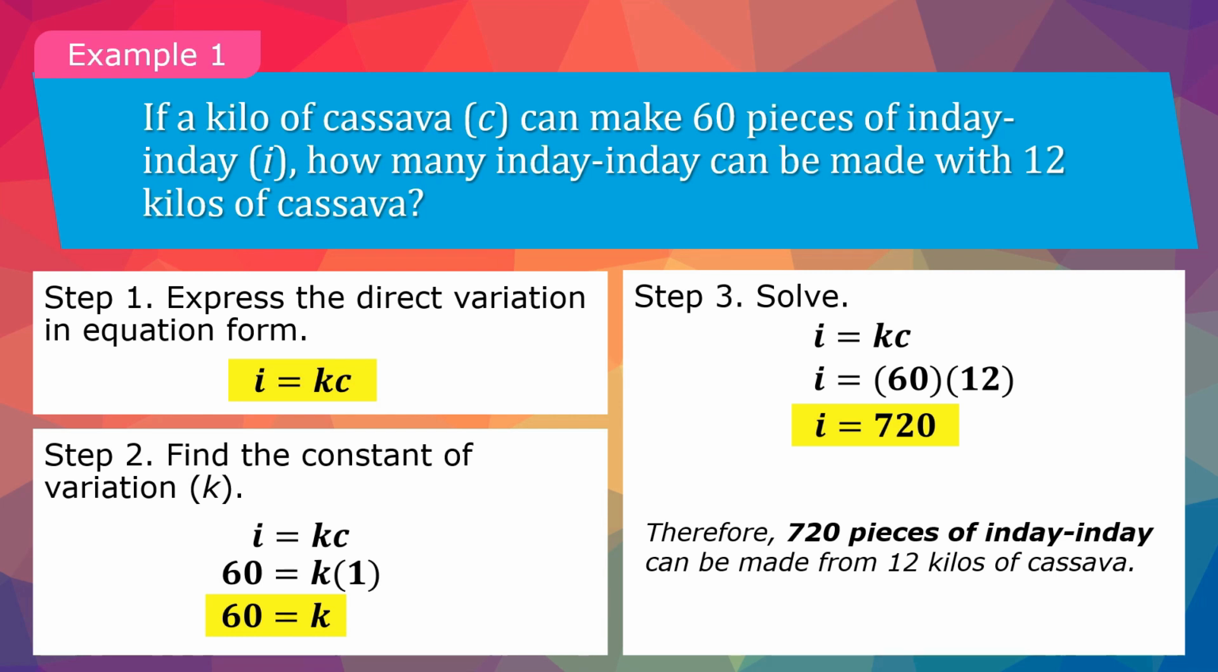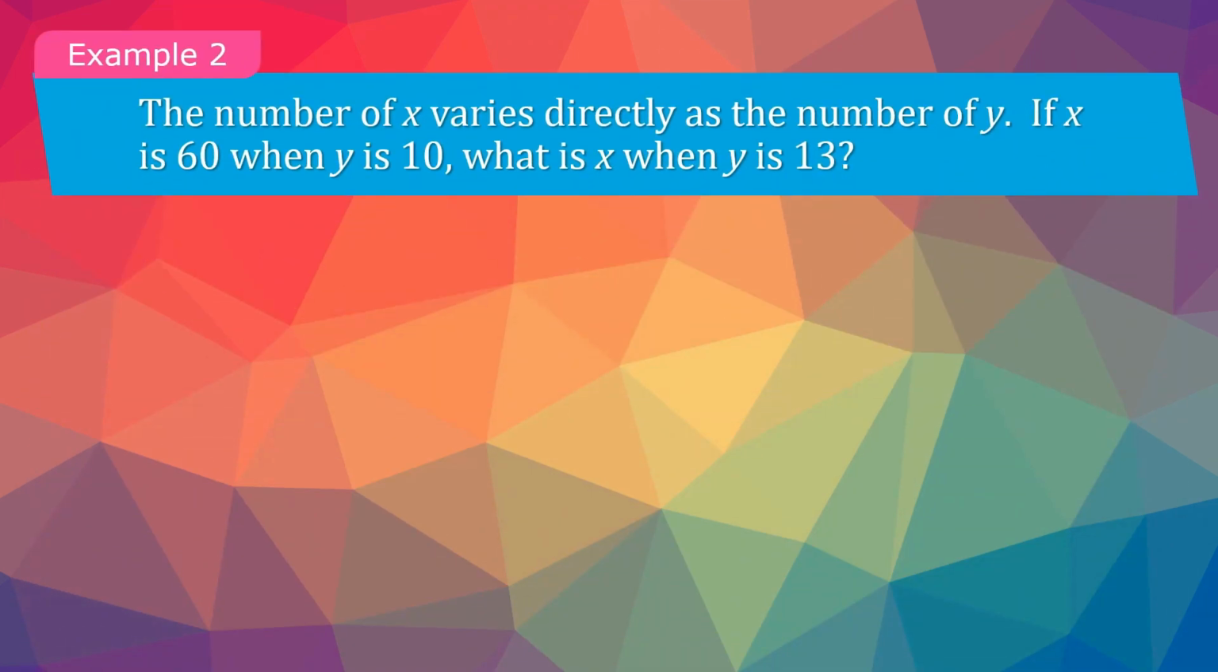Do you follow? If you need more time to absorb and clarify something, you may go through the example one more time and pause the discussion detail by detail. And if everything is clear, let us proceed to the example number 2. The number of x varies directly as the number of y. If x is 60 when y is 10, what is x when y is 13?